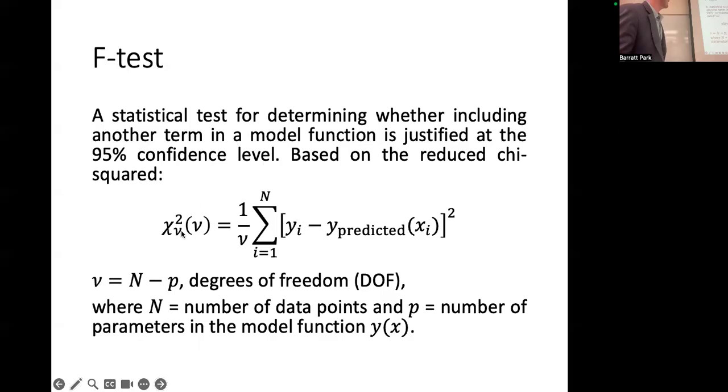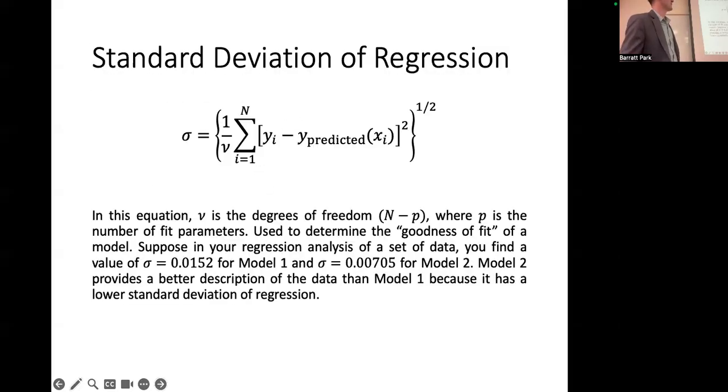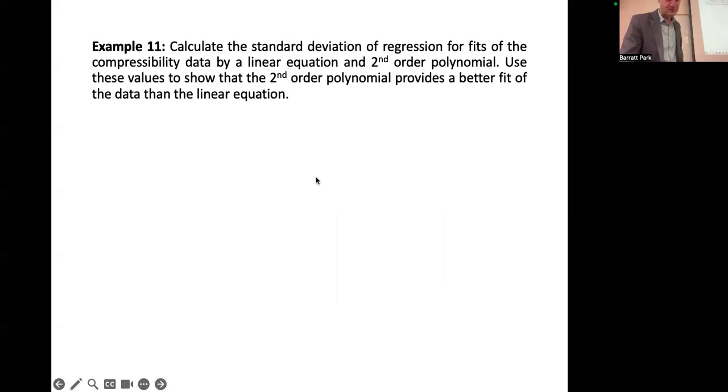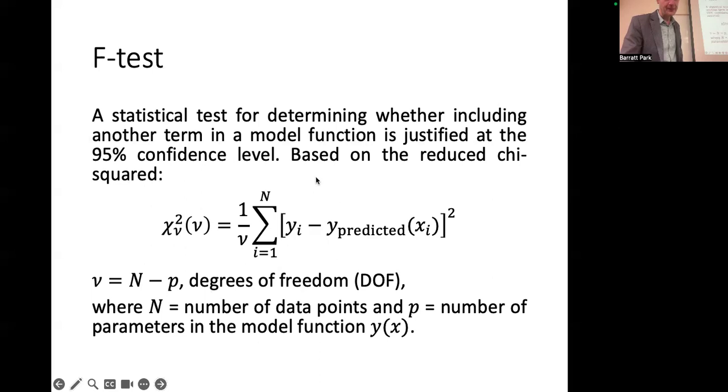And it's based on a statistical parameter called the reduced chi-squared parameter. So this reduced chi-squared parameter, if you compare this equation to the one on the previous slide, it's just the square of the standard deviation of regression, right? It's the same equation as this one, just without the square root over here, right? And it looks a lot like, if you remember, the definition of chi-squared, which is just the sum of the squares of all the residuals without this 1 over nu.